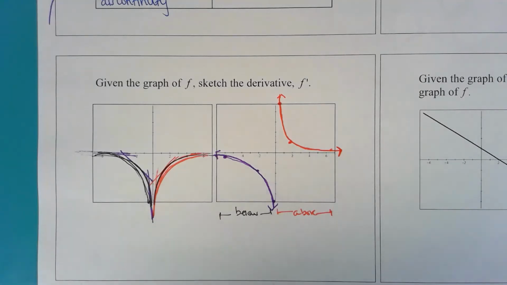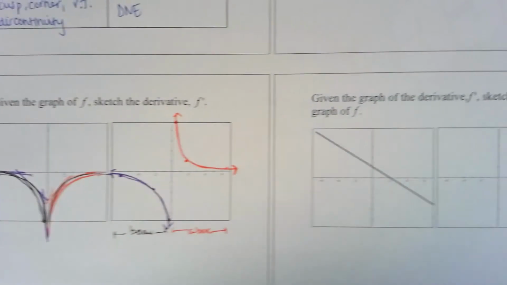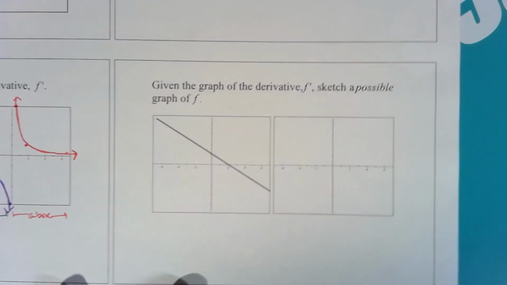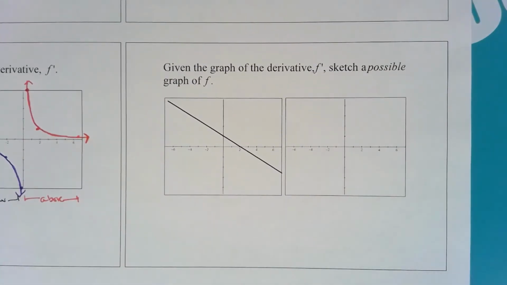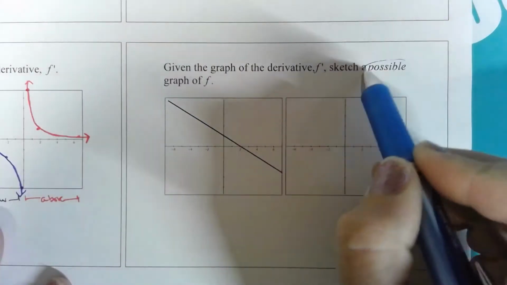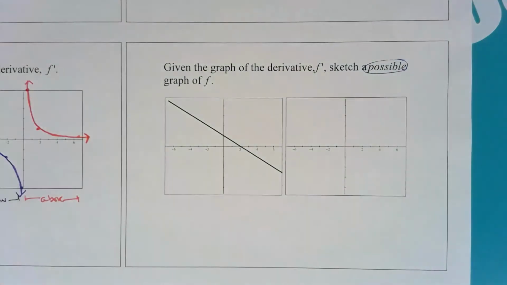Okay. Good. All right. Let's take a look at this one. Given the graph of the derivative, sketch a possible graph of f. So we're changing the directions here. First of all, I want to point this word out. We'll come back to this because we may all have some slightly different graphs, and that is okay. We'll talk about why.